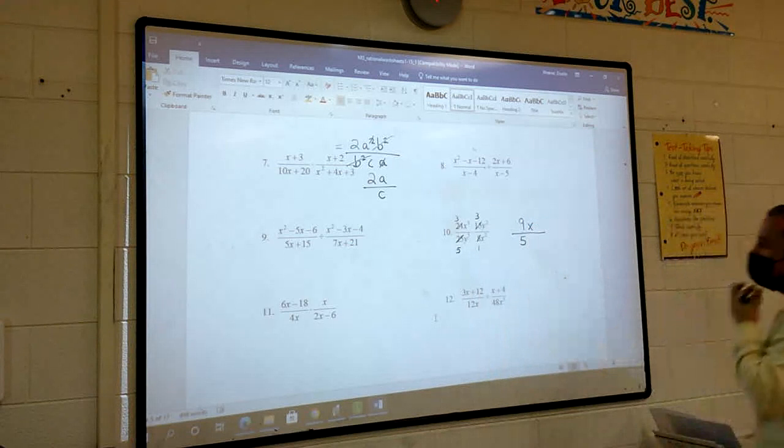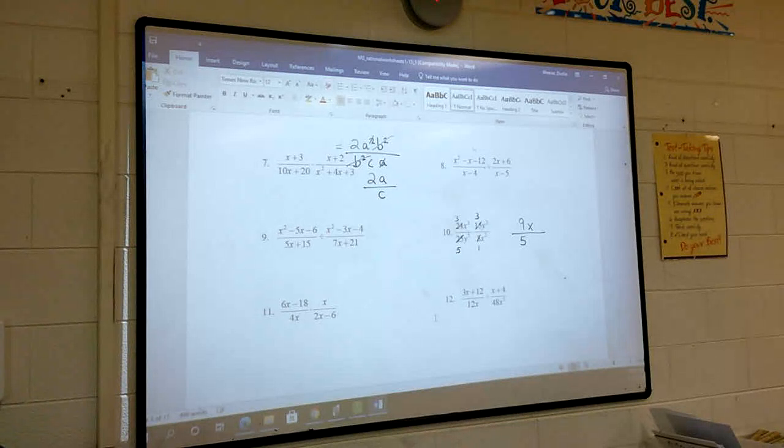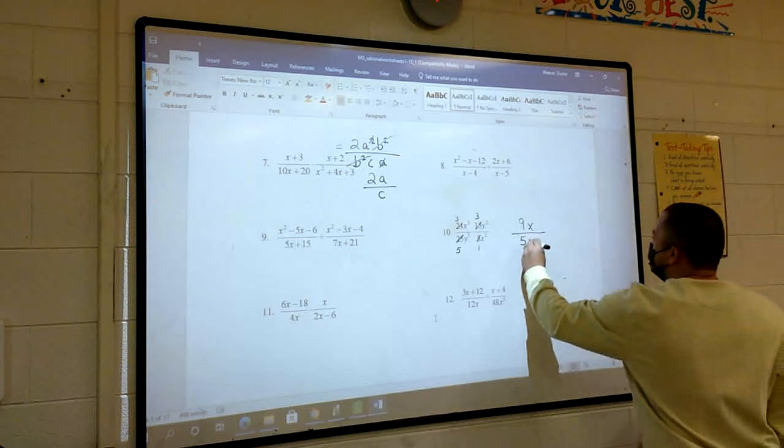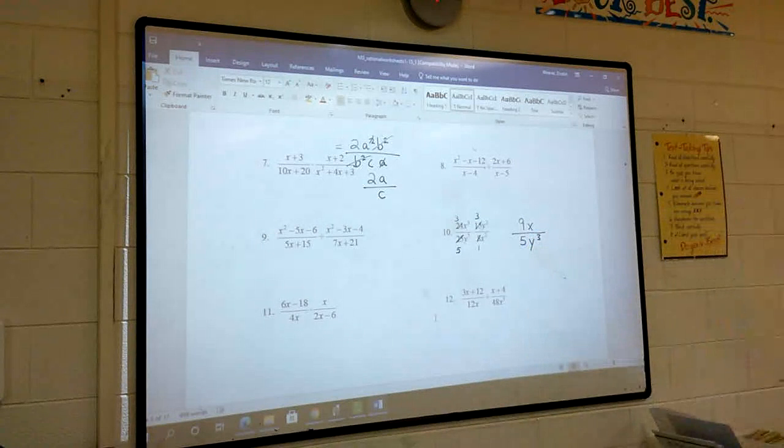And what about the y's? You have 5 on the bottom and 2 on top. 3 on the bottom. Yep. Y to the third. So you'll be able to cancel out 2 of them on the top and the bottom, which leaves you with y to the third on the bottom. So that's your answer there in number 10.